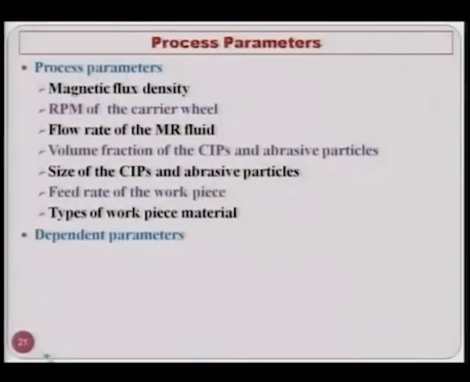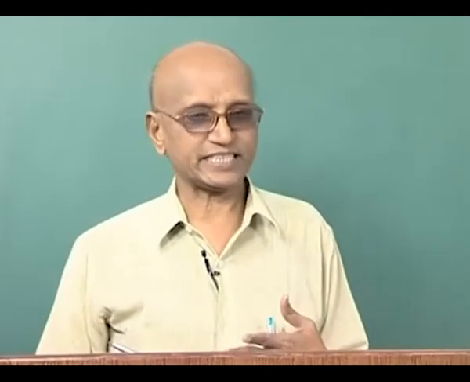There are dependent parameters; these are the independent parameters. Now, dependent parameters are material removal rate, which depends upon all these parameters that I have just mentioned, material removal rate being a function of those parameters. Same way finishing rate, the rate with which the surface roughness value is decreasing, that is what is known as finishing rate. And then final surface roughness, these are all dependent parameters.